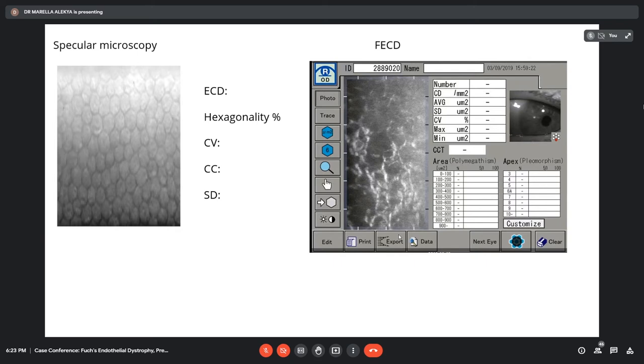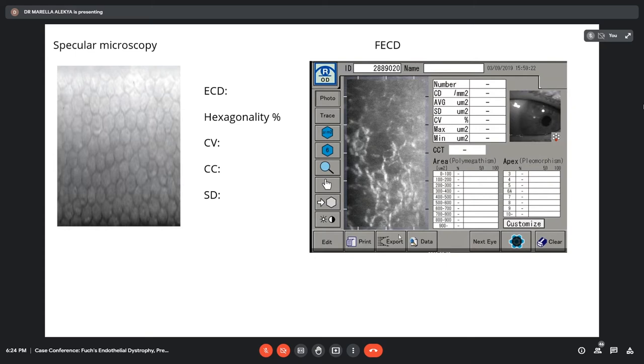Can anyone say the characteristic specular features we see in Fuchs dystrophy? Ma'am, we get hyporeflective areas without clear borders, and polymegathism can also be seen, ma'am. What is polymegathism, Meenakshi? The cell size variability, ma'am. So we can have a size and shape, that pleomorphism is also seen. Yeah, polymegathism is variability in size. Pleomorphism is variability in shape.